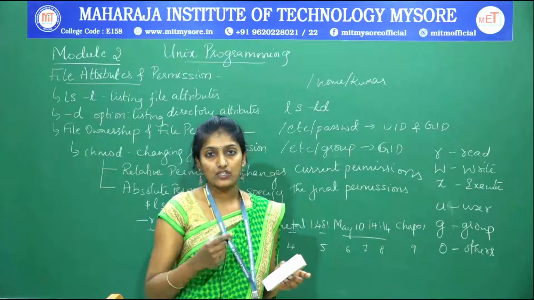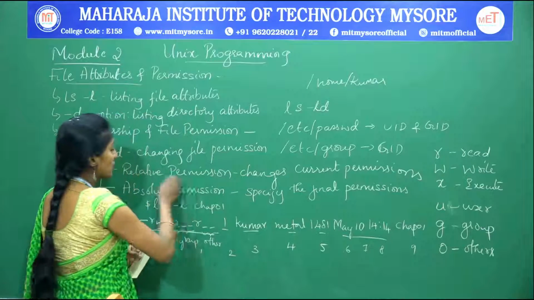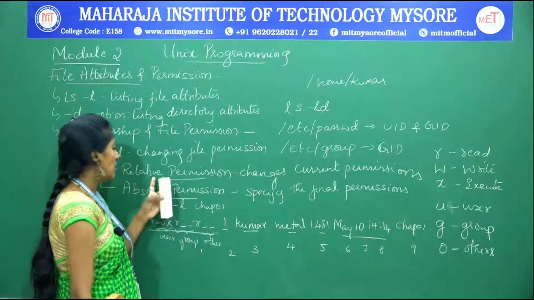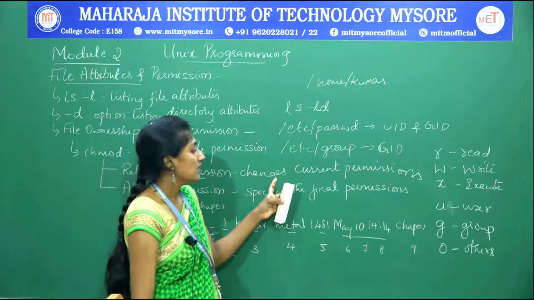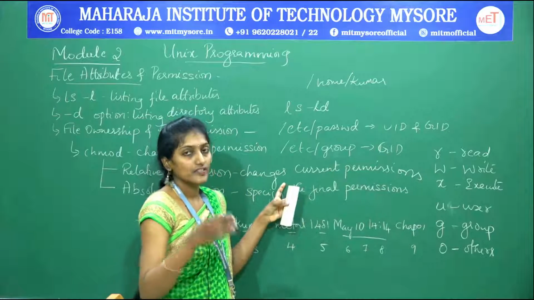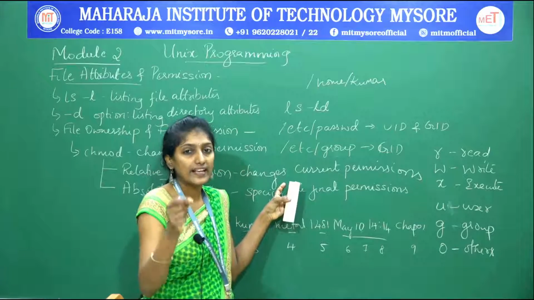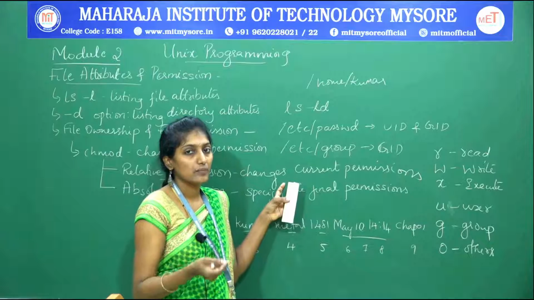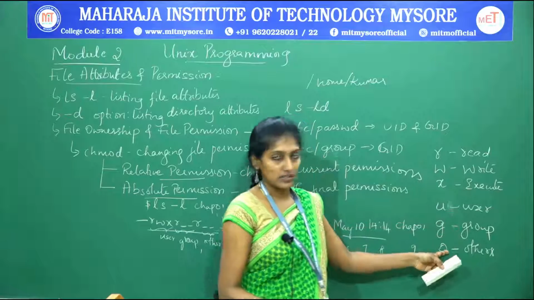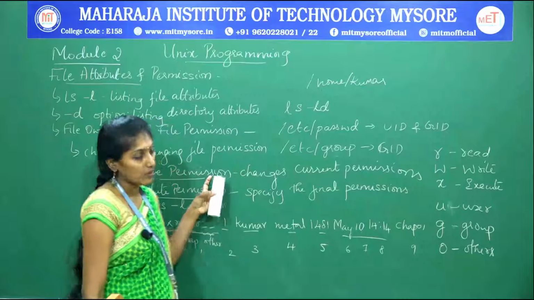That can be specified in 2 ways. One way is relative permission, and the other way of assigning the permission for the file is absolute permission. Relative permission specifies the changes to the current permissions. If the user wants to change any file permission, and wants to provide read permission or write permission for the 3 categories of user, like I said, user, group and others, then he can use this relative permission.